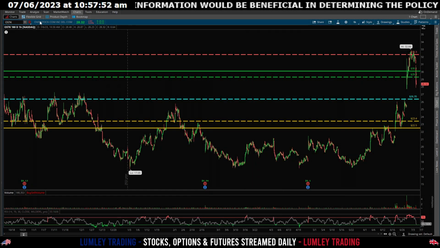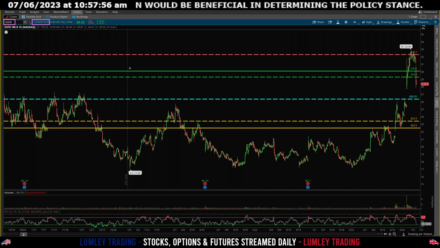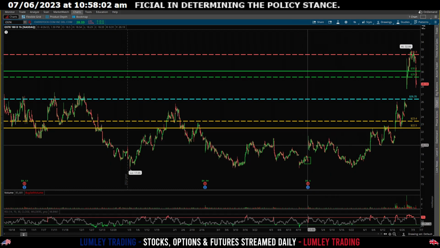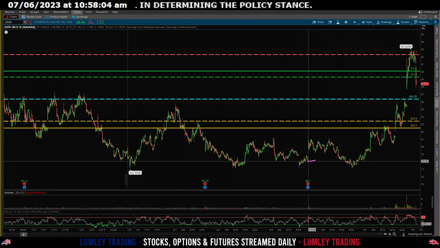In this one we are going to be analysing OSTK, ticker Overstock. Now this stock has been on an absolute tear recently. Pre-earnings, they were only sitting around $18. We can see they are now up nearly 100%, near $32.